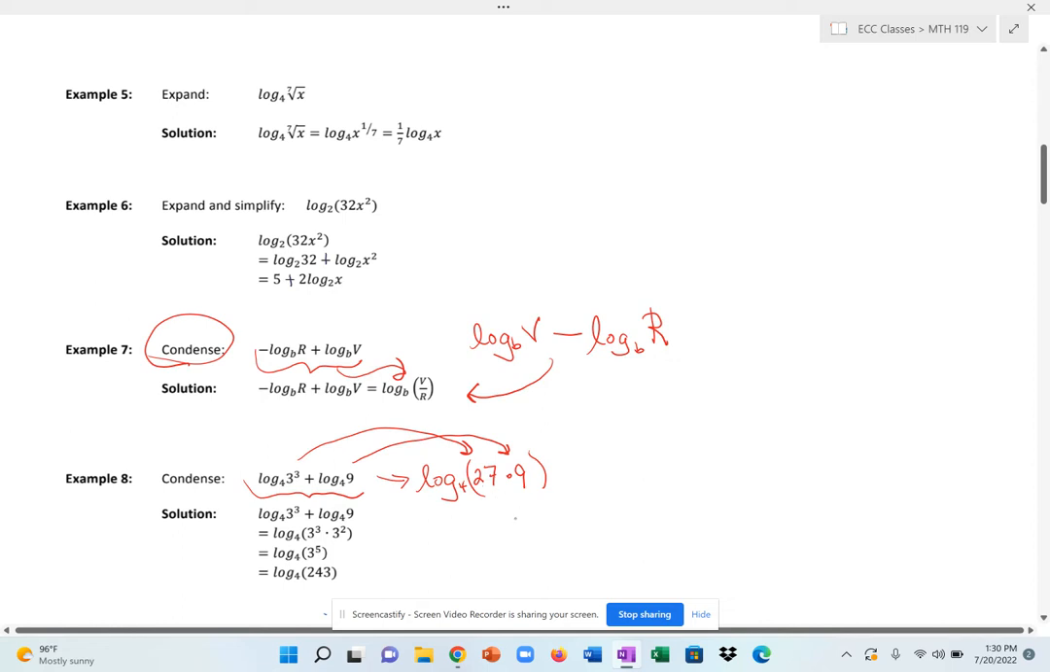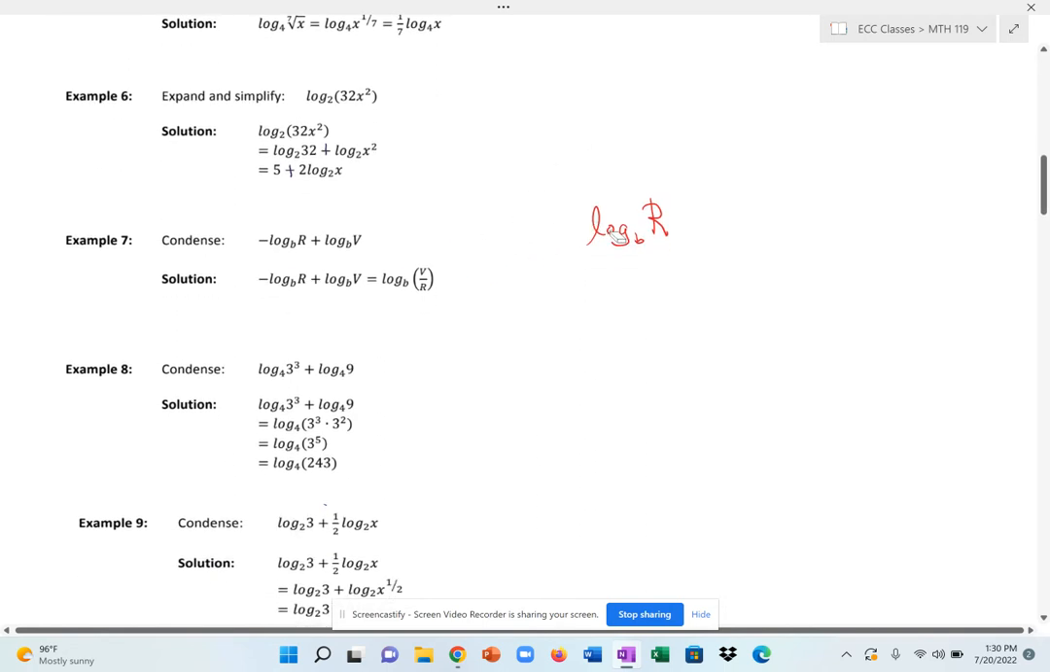And then you would multiply that out. But I did it a different way. I rewrote the 9 as 3 squared. And so when I have this product, you can actually add your exponents. And so that's 3 to the 5th power. 3 to the 5th power is the same as 27 times 9. And so you end up with a log base 4 of 243. So either option would work to give you the same result.